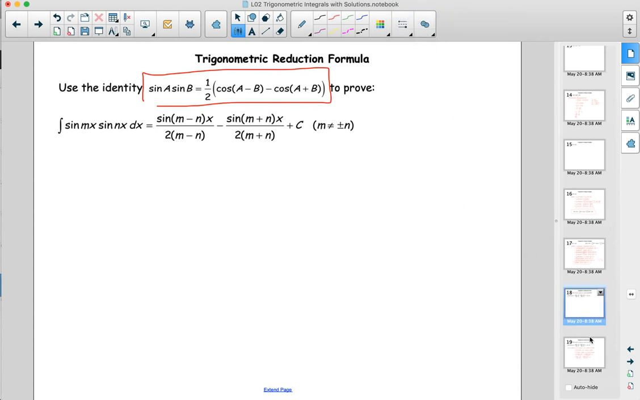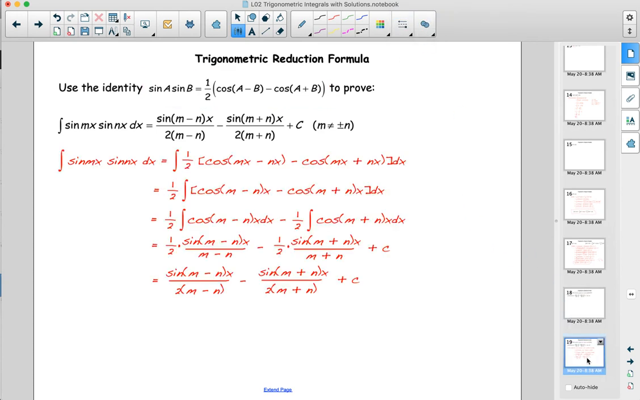All right, let's take this last one up. So I'm going to start with the integral of sine mx sine nx dx. Plugging straight into here, I'm going to get 1/2 the integral of my angles a and b are mx and nx. So mx minus nx minus cos of mx plus nx. And what I'm going to do now is I'm going to factor out the x. So this becomes cos of m minus n times x minus cos of m plus nx dx.